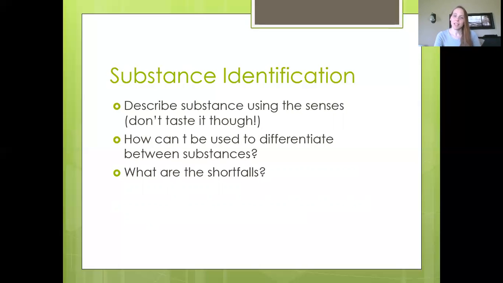So yeah, we can identify or differentiate between some substances just with those kind of senses and observations alone. However, there are a lot of shortfalls when you have substances that you can't touch or can't taste because it would be too dangerous, or substances that just look a lot alike, that have very similar physical properties. That's a big shortfall.